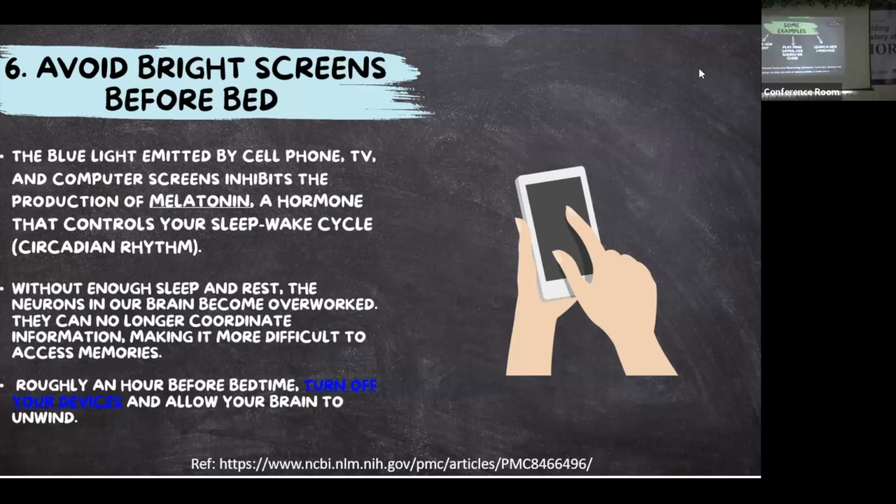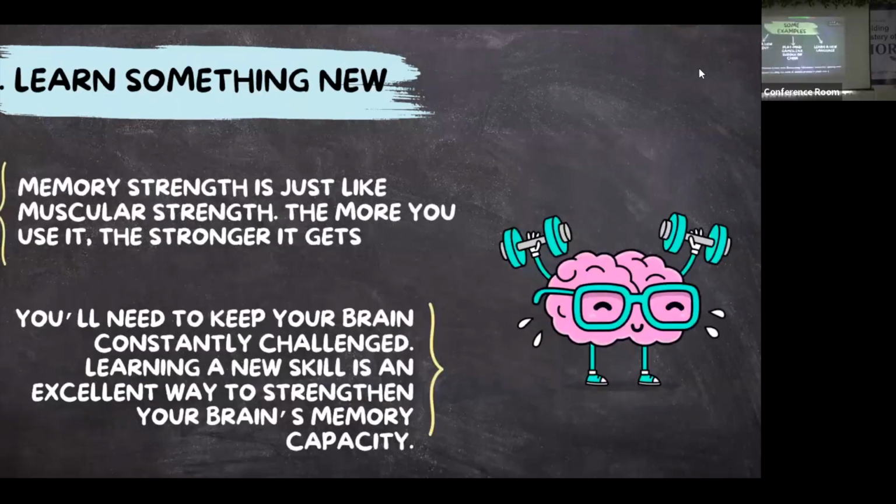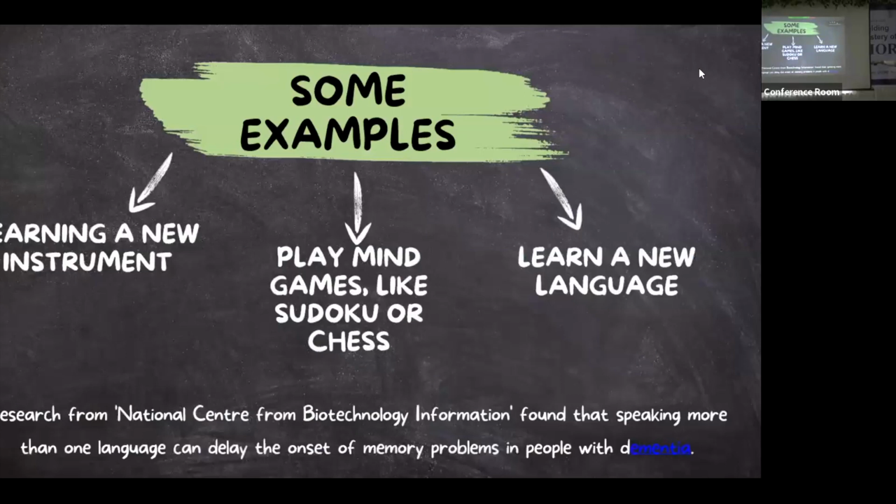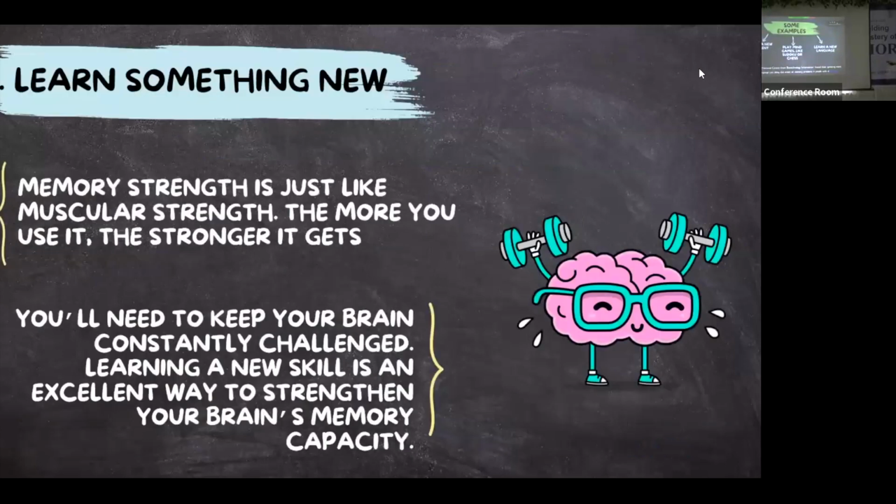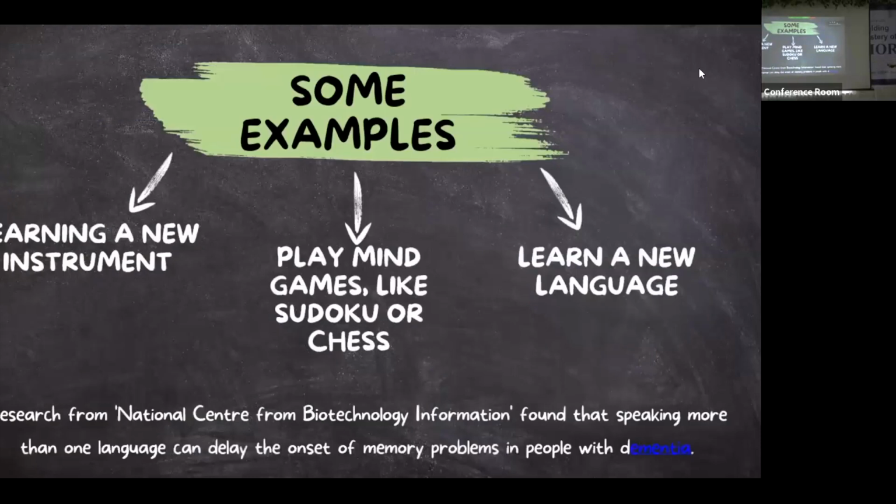Some examples of learning something new: we should use some constructive learning, and it will be helpful in our future. Like learning a new instrument, playing mind games like Sudoku and chess, or learning a language. One piece of research from the National Center for Biotechnology Information found that speaking more than one language can delay the onset of memory problems in people with dementia. Dementia is very harmful for us.